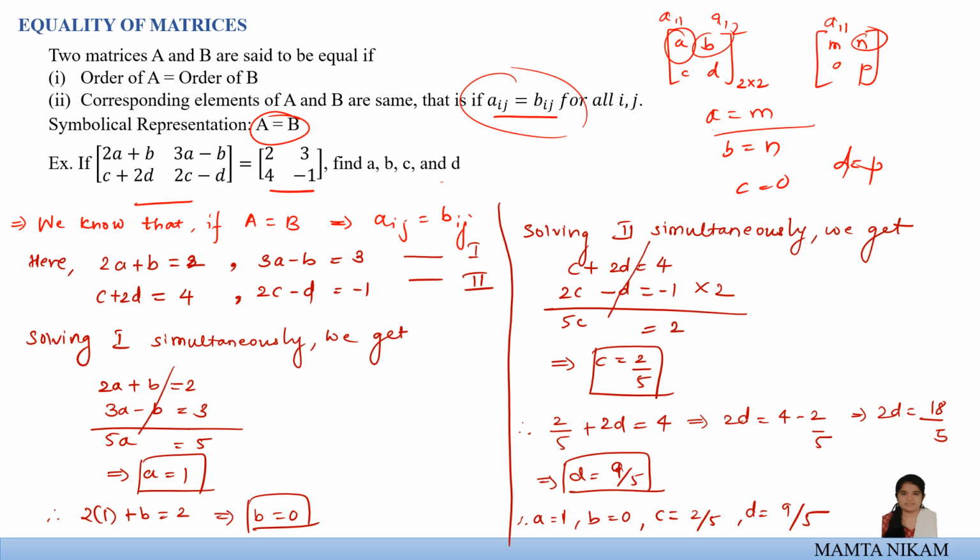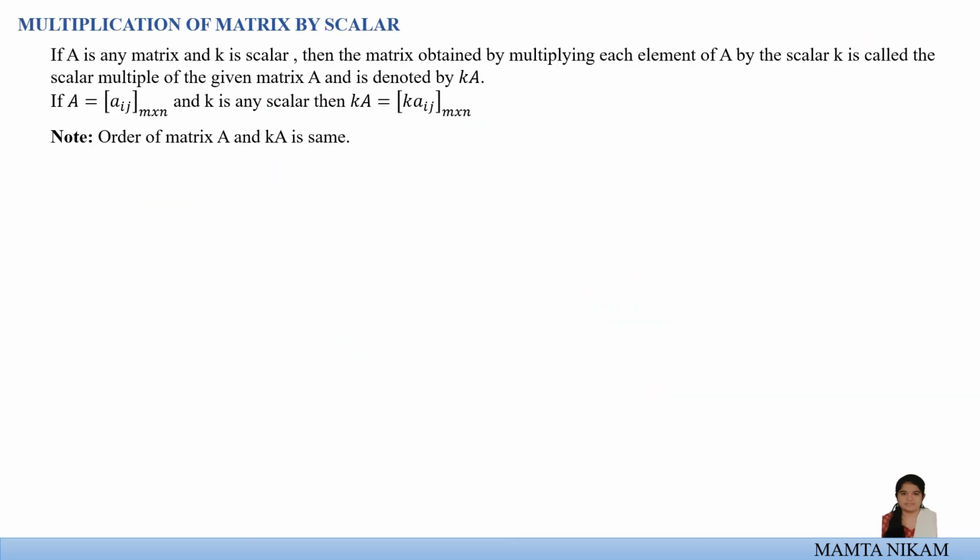Next, let us move on to another form, that is multiplication of a matrix by a scalar. The name itself says, given a matrix, multiplying by any scalar quantity, that means any constant quantity. Suppose we have a matrix A and K is some scalar quantity, then the matrix obtained by multiplying each element of this matrix A by scalar K is called the scalar multiple of a given matrix.